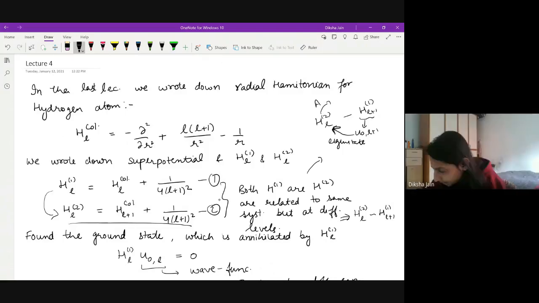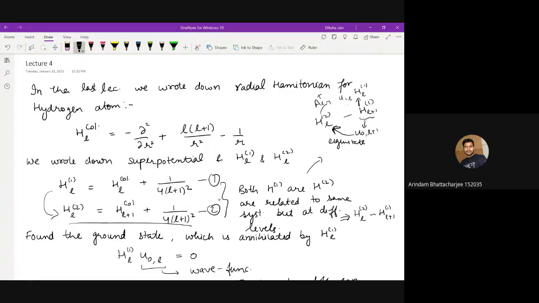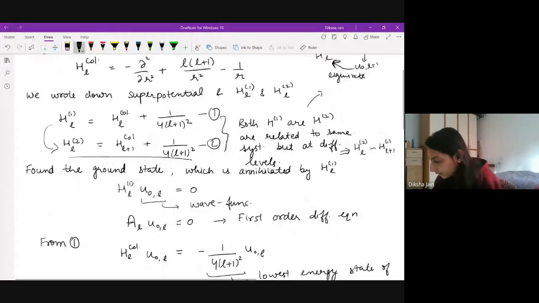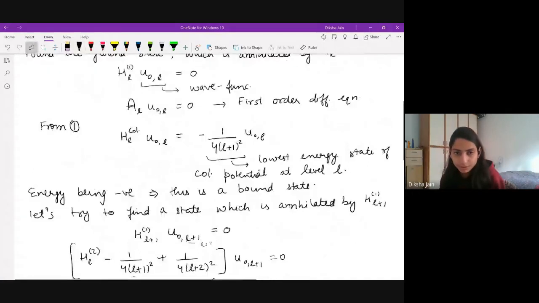So to this state, you apply A dagger of L to get some state which will be the first excited state of H1 of L. So this basically tells you that H1 of L and H1 of L plus 1 are related. Their states are related by applying a dagger operator. I will make a diagram probably at the end again so that it becomes more clear.